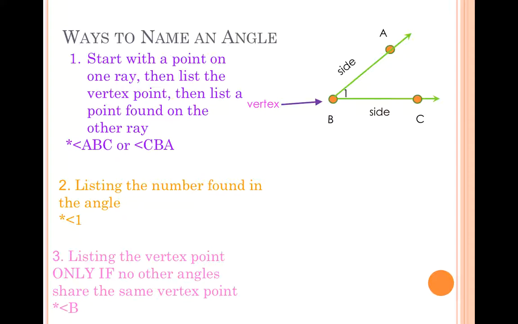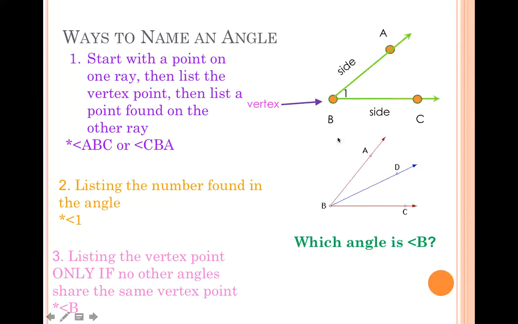Now this is the reason why we don't name angles by their vertex point if there's more than one angle. Let's say I have this picture, which actually has several angles in it, and let's say I want to call one of the angles angle B. Well, what angle am I talking about? Am I talking about the big red angle? Am I talking about this angle right here that starts with the red and goes to the blue ray? Or am I talking about the angle down here that starts with the blue ray and goes to the red ray? Do you see how this is very non-specific?